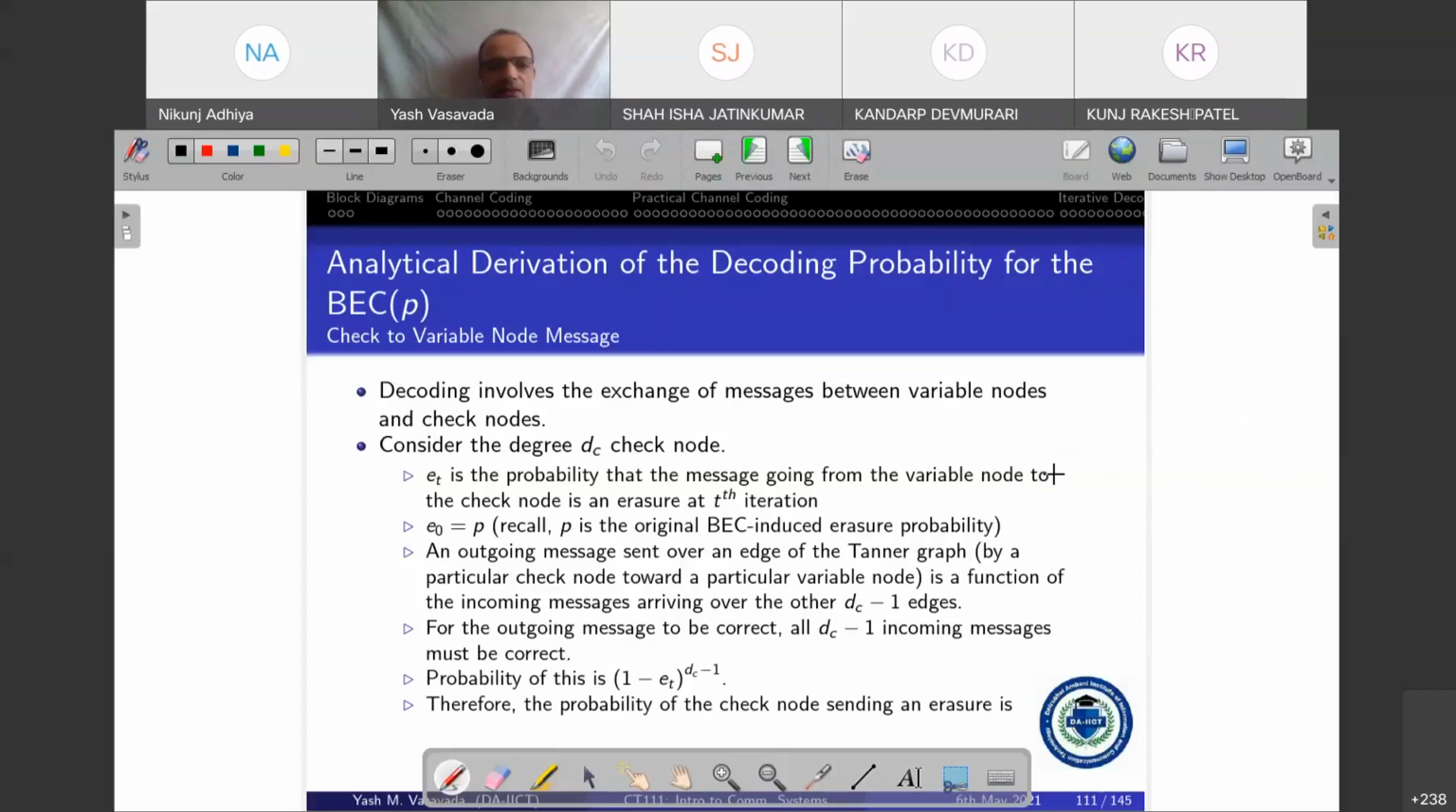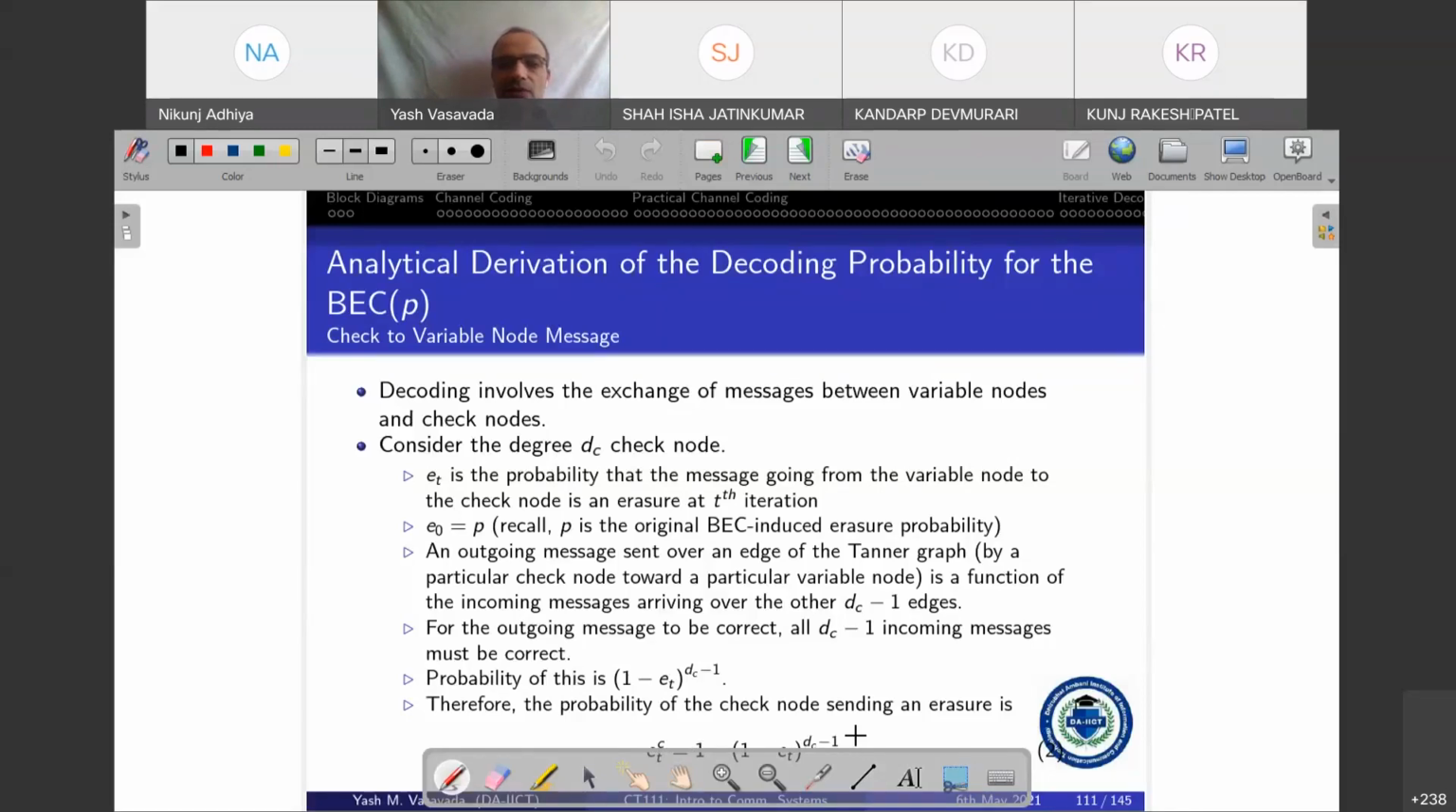So that is the first piece of the puzzle: the probability that the check node will send an erasure, which I have labeled as E of t c, erasure coming out of a check node, is equal to 1 minus, and then in the bracket 1 minus E of t raised to the power dc minus 1. So this is how we can think of what will happen coming out of a check node.